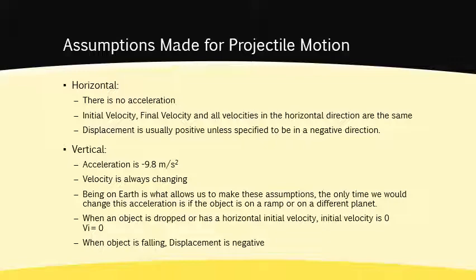and we are doing projectile motion, which is in two directions. When an object is dropped or has a horizontal initial velocity, the initial velocity in the y direction is 0. All right. When the object is falling, displacement is negative because down is a negative direction. And that's the same reason why acceleration is negative 9.8. Anything going downward is considered to be negative.